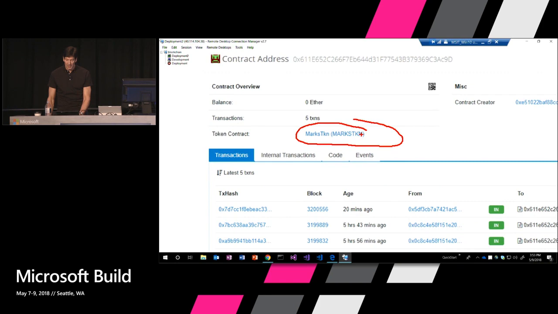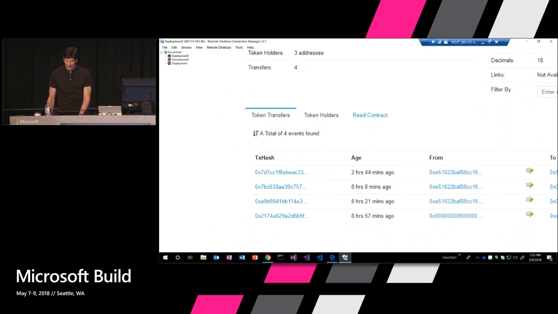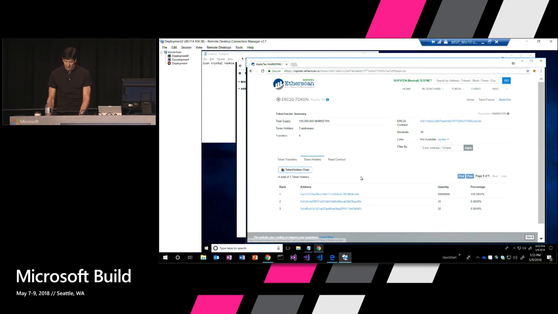And you can go click on the token, and then it will show you things like, oh, these are all the token transfers that were made of Mark's token. And here are the token holders. So that's an example of a smart contract as a cryptocurrency, as a token, deployed on the test Ethereum network.